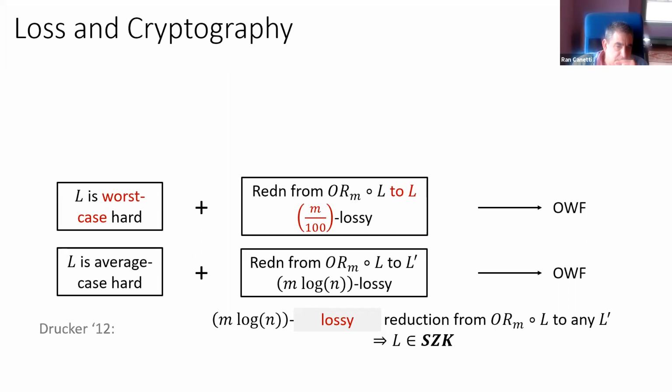So for the bottom one, what are the requirements on L prime in the Drucker result? Nothing at all. It can be anything. I see. Even a very hard language. Yeah, it can be an arbitrarily hard language. Okay. But what we require is that it's the same.